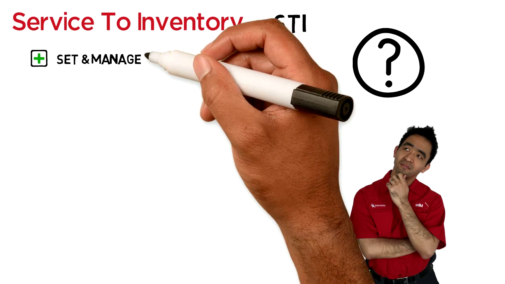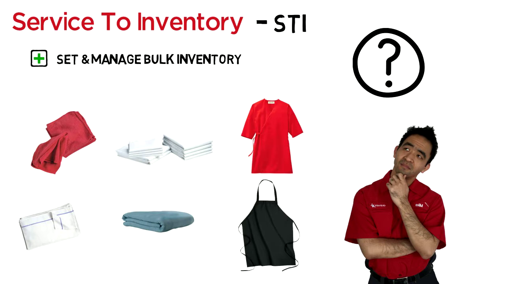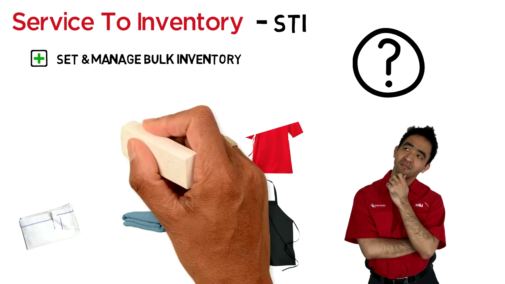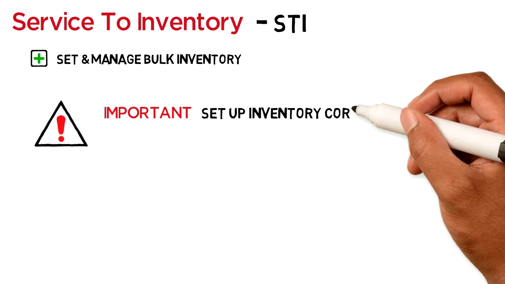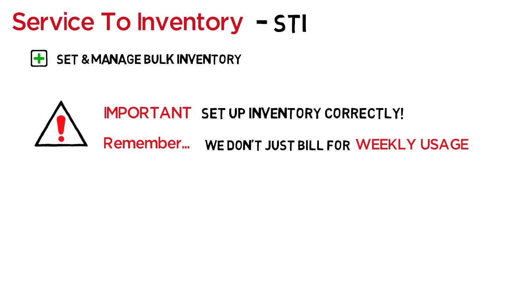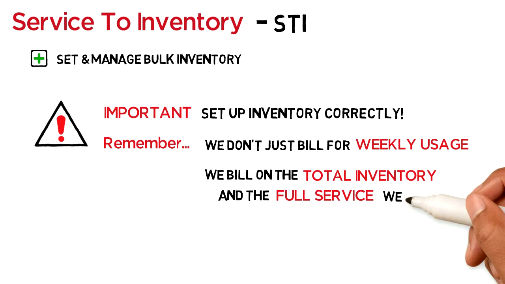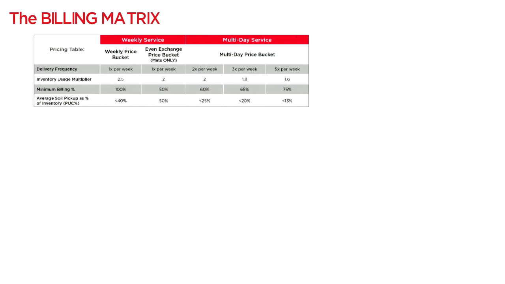Service to inventory is the way we set and manage our customers' bulk inventory. This includes all our allied products like towels, linens, and bulk garment lines. For STI to work best, it's important that we set up the inventory and billing correctly. Remember, we are not billing for a particular soil amount or a specific clean delivery. We are billing for the total inventory and the service we provide. To make sure customers don't run out of product, we use the billing matrix to get inventories and billing correct.